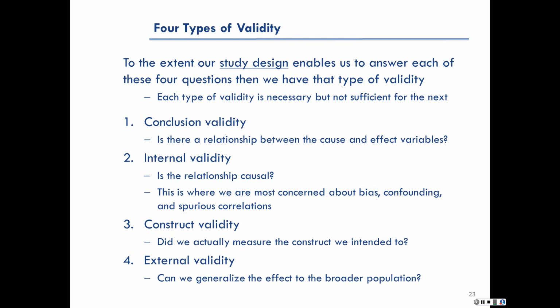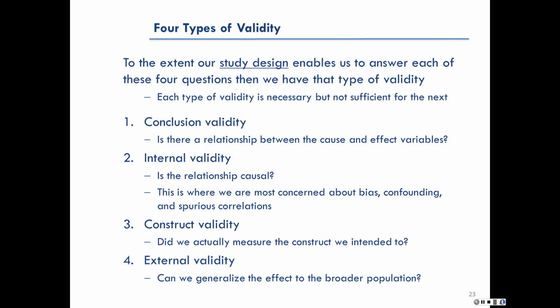The first type of validity is conclusion validity. To the extent we have conclusion validity, this enables us to answer the question of whether there is simply a relationship or association between the cause and effect variables in our study. The cause variable would be the independent variable or the exposure variable, and the effect would be the dependent variable or the outcome variable.